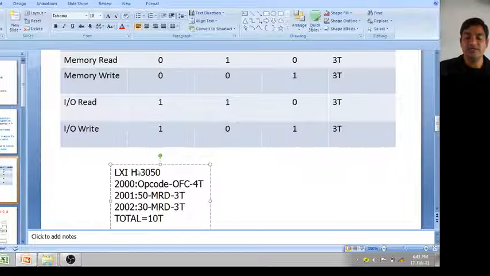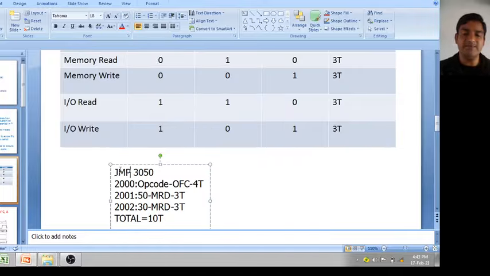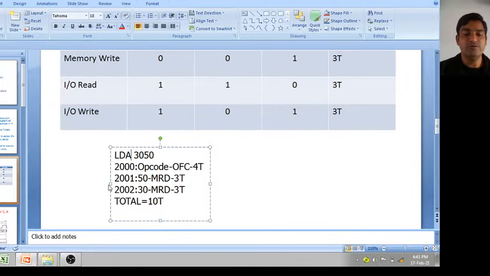Similarly, suppose this is JMP 3050. Again there is immediate addressing mode, so again a total of 10 T states are required. Now the next instruction. Suppose I am using LDA 3050, and suppose this instruction is available in 2000. First, fill the bytes in memory. In 2000 there is the opcode, fetched by default. In 2001 there will be 50, then in 2002 there will be 30.